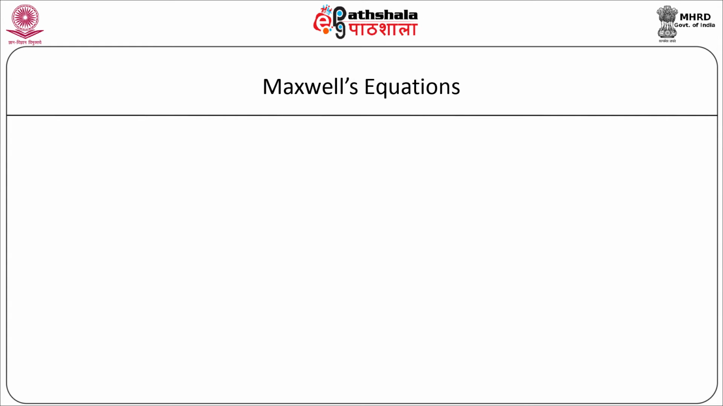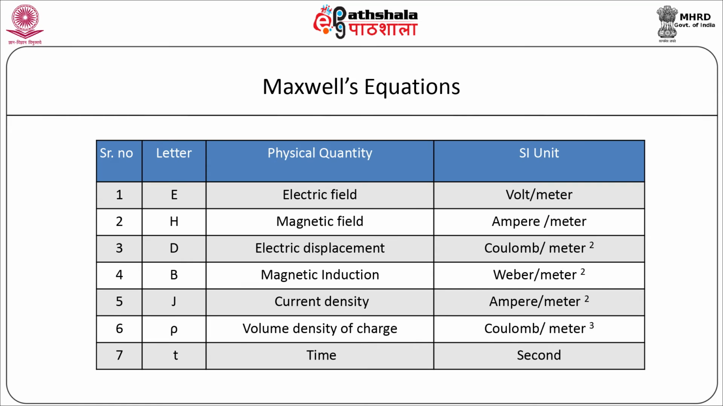The physical quantities represented by different letters in Maxwell's equations are as shown. E and H represent the intensity of electric and magnetic field and are defined as force per unit charge. B is magnetic induction representing magnetic lines of force per unit area. D is the electric displacement. Note that B and D are similar physical quantities.